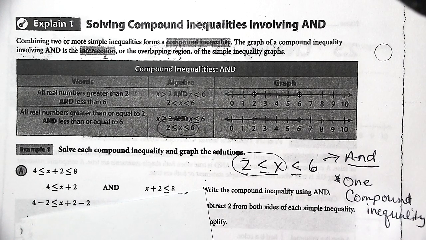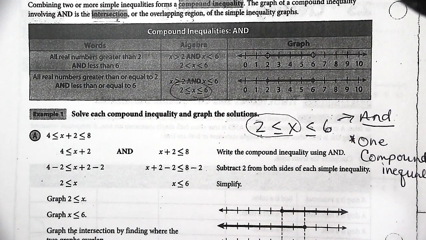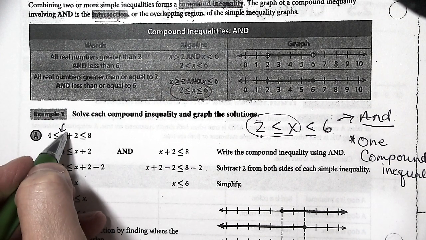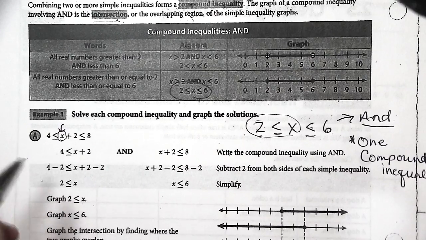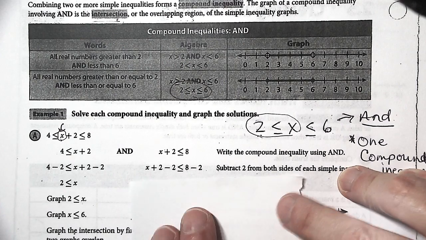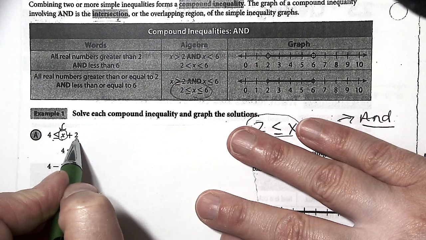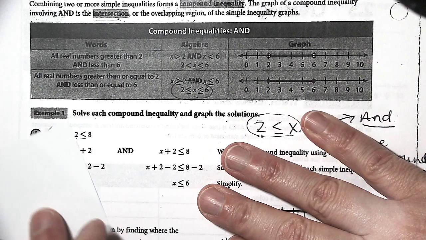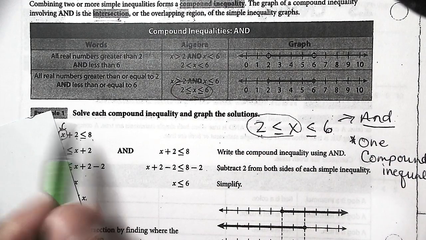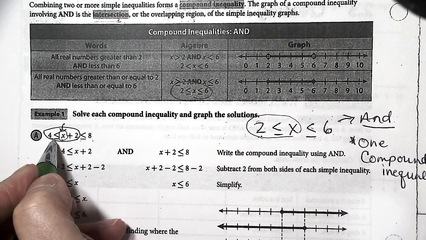In order to solve a compound inequality with an and statement, you actually have to solve for the variable that's in the middle. So we have to get the x by itself. We're going to do that by looking at the two different inequalities. Here's your first inequality: 4 is less than or equal to x plus 2. And your second inequality is right here: x plus 2 is less than or equal to 8. You can separate them if you want, and that's what they did right here. This is one part of the compound inequality, and then here's the second part right here.